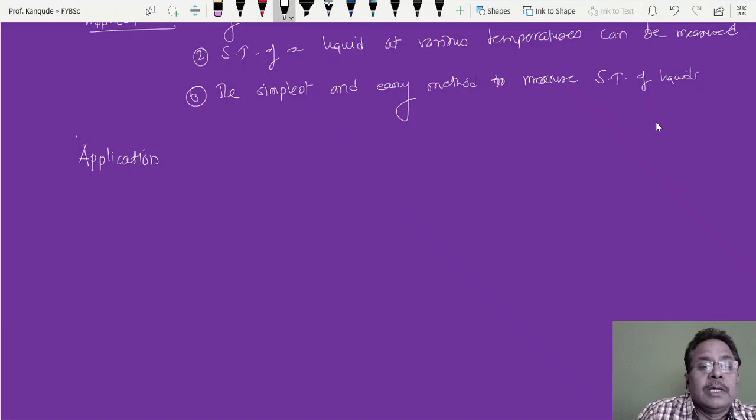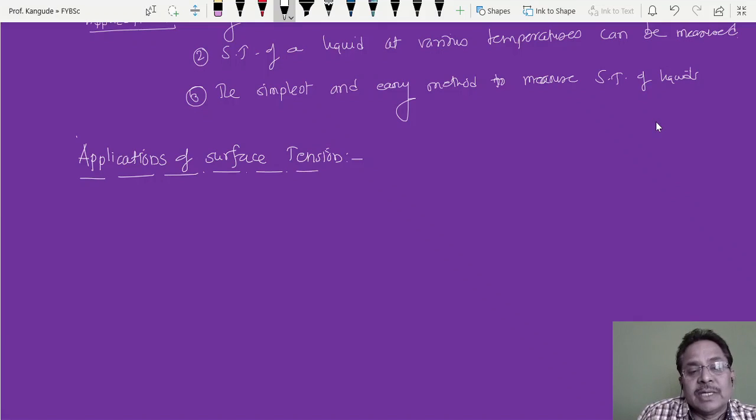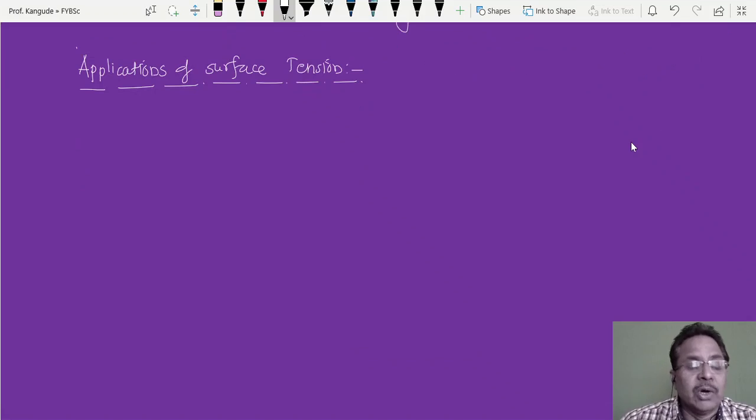Applications of surface tension, the phenomenon of surface tension. Right from the beginning, from the first lecture onwards, we have seen how surface tension comes into the picture, how it is a molecular phenomenon. So liquids like water show this type of dominant phenomenon, and this phenomenon plays a very vital role in several different examples. So what are these examples? We'll see one by one.